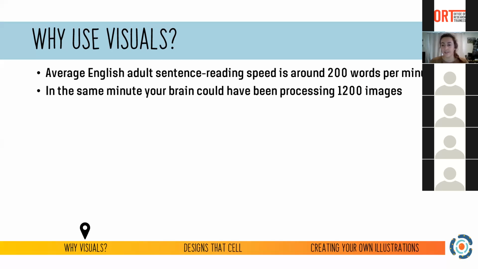As scientists, we like facts, we like numbers, so I've quantitated it here for you. The average English adult sentence reading speed is about 200 words per minute. In that same minute, your brain could have been processing 1,200 images. So that is something that you can think about when you're trying to engage people and get them to read something like an abstract, which we're going to show you next.